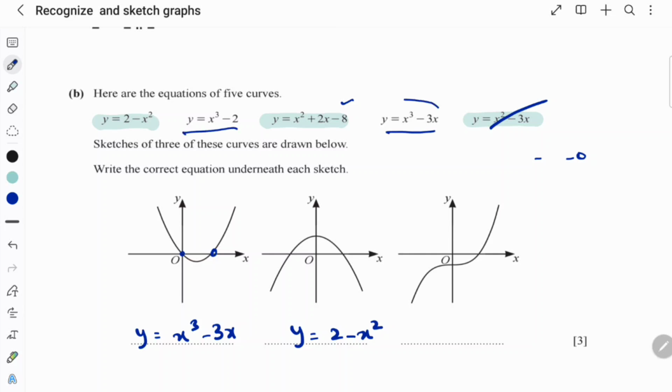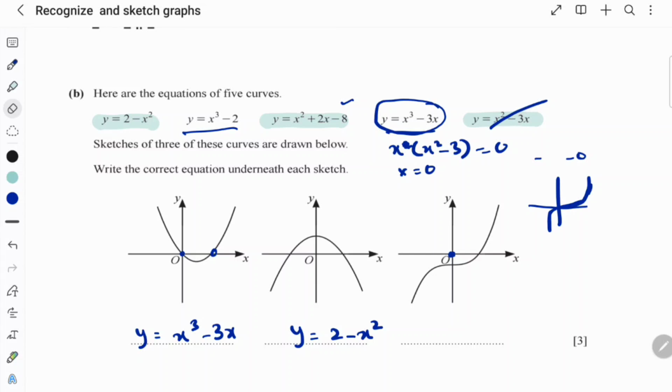Alright, but here we do not have any constant, so it should intersect at the origin. But it's not intersecting at the origin. For example, if I take x common, then x square minus 3, then one of the x will be equal to 0, which is not there. So this one is not the answer.